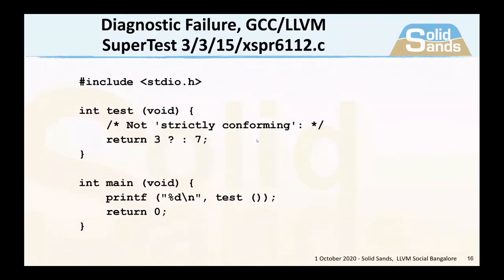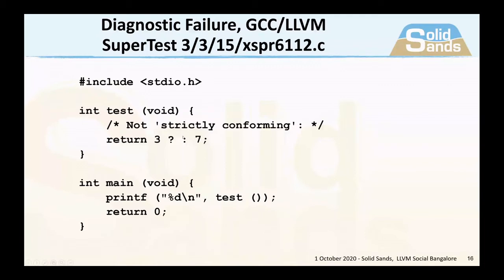Then here we have a diagnostic error for GCC and LLVM, which is caused by a GNU extension. What happened here is we have the conditional operator, which takes the condition tree. Usually after the question mark, that would be the expression that will be evaluated when the condition evaluates to true. And then after the colon, there's the false expression. Now what happened here is the true expression is being omitted.